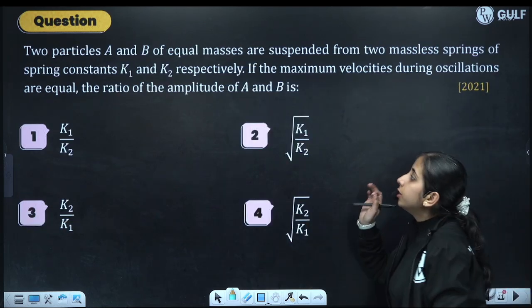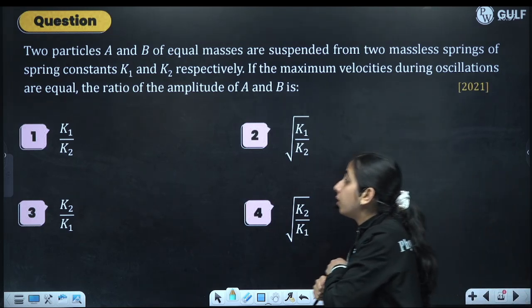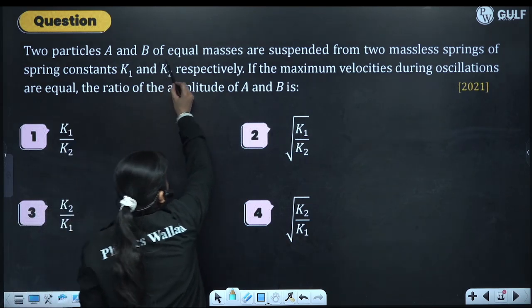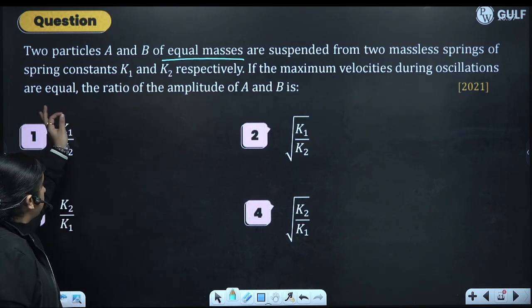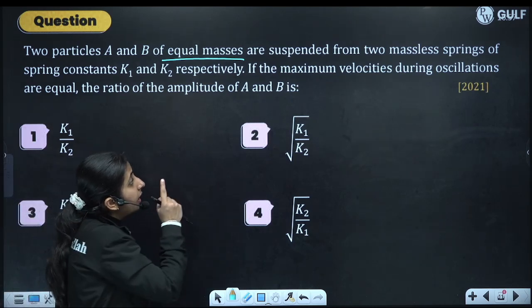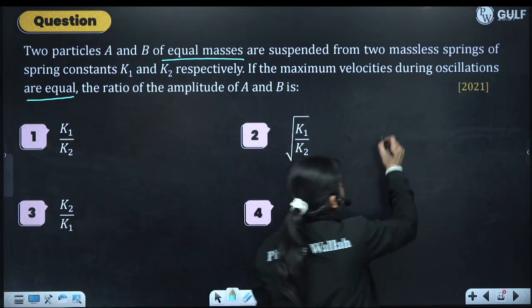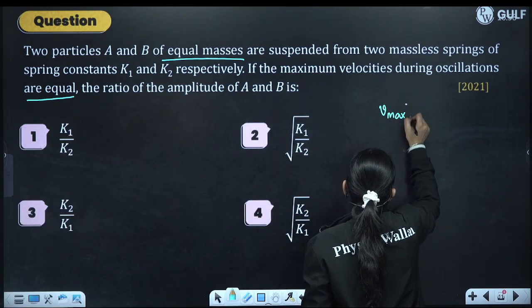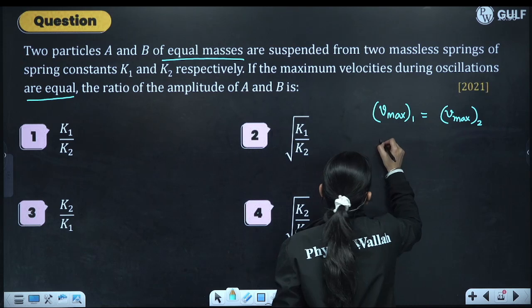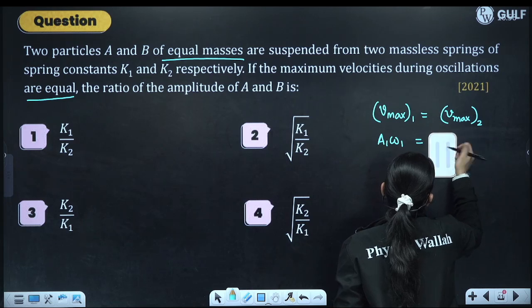See next question. Two particles A and B of equal masses are suspended from two massless springs of spring constant K1 and K2. We have two particles having equal masses, suspended from different springs of spring constant K1 and K2. If the maximum velocities during oscillations are equal, V max of 1 is equal to V max of 2, so we will have A1 omega 1 is equal to A2 into omega 2.